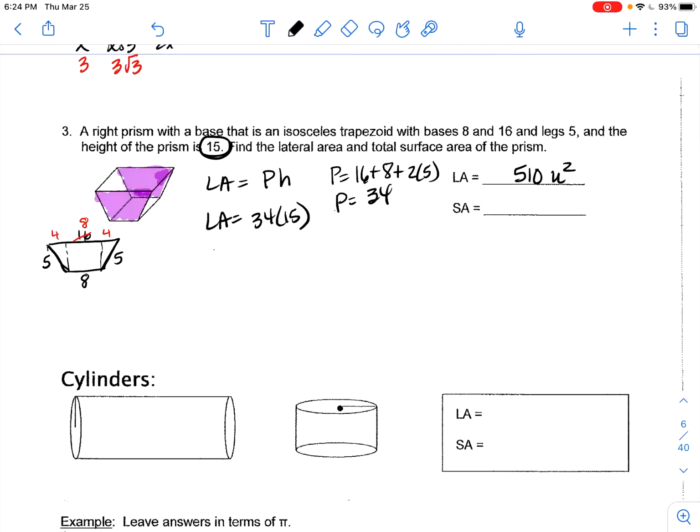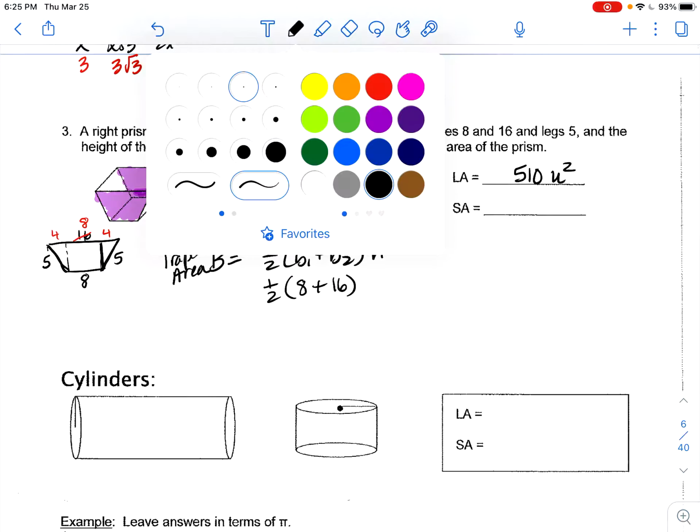Now, I need to figure out the area of my base to find my surface area. So the area of a trapezoid, this is your formula. This is your trapezoid area. What we're going to do is 1/2 base 1 plus base 2 times the height. So we know that the two bases are 8 and 16, and the height, oh, I don't know the height. The height is the vertical.